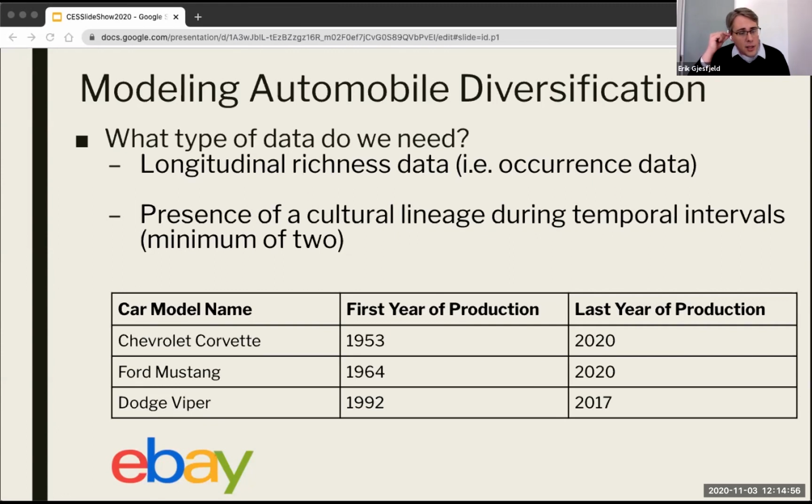With car models, it's actually quite easy, as we have very good data on the timings of production. You can see the structure of the data here with three simple examples of a Corvette, a Mustang, and a Viper, the years in which those car models were first put into production, and then the last year of production, some of them still being produced. And so in that case, the last year of production is 2020.